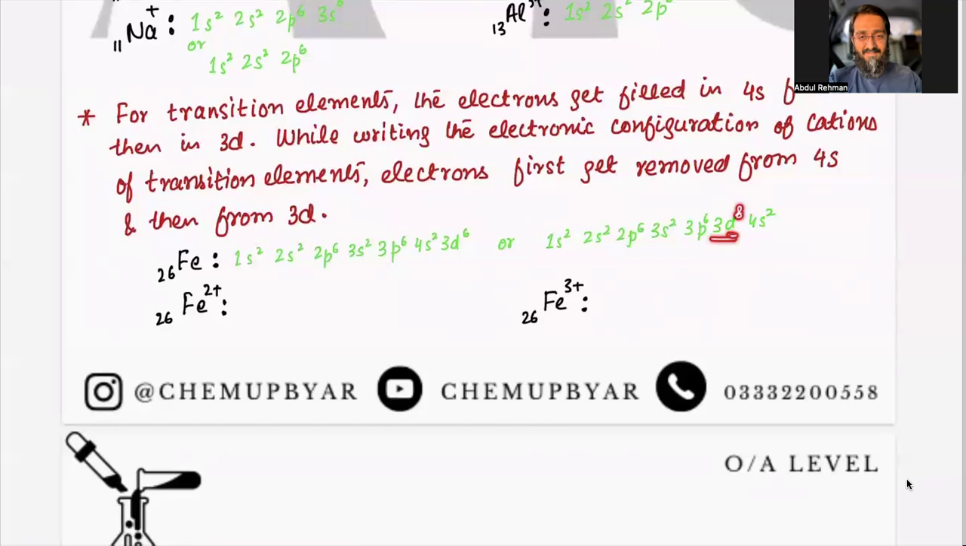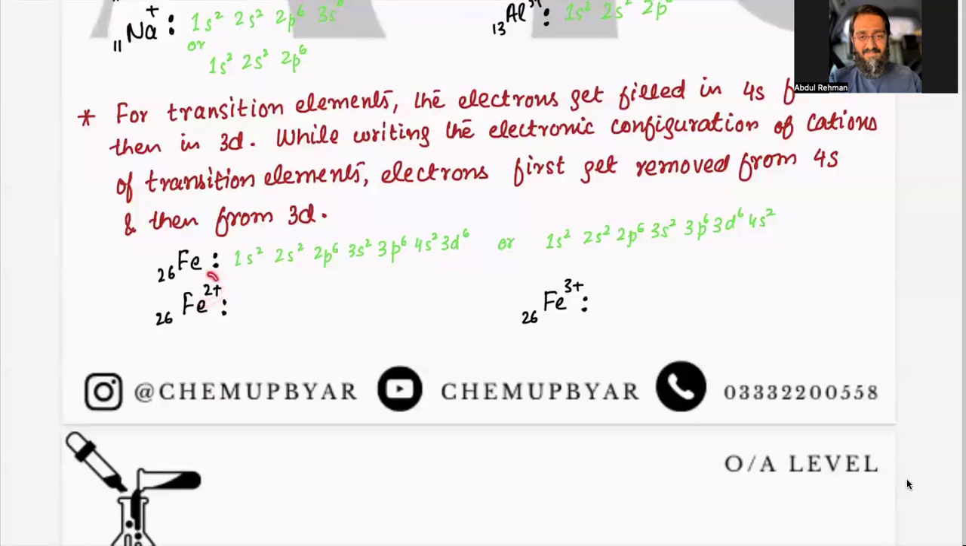You will find that it looks right, but actually it is going to be wrong. So it's better to write 4s first and then 3d6. Okay. So the next thing that I told you, for all of the transition elements, we write 4s first and then 3d, and fill the 4s first and then the 3d. Is this clear? Okay.